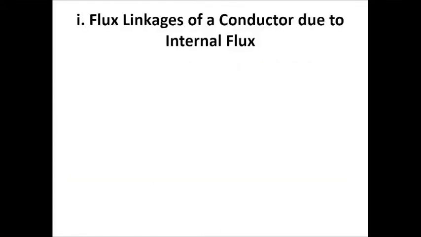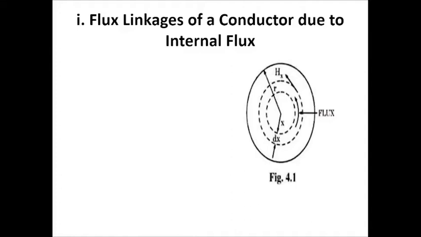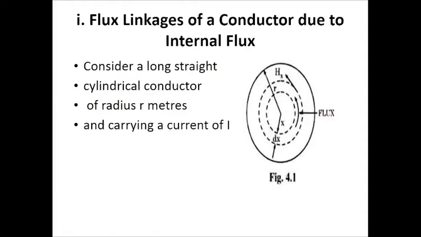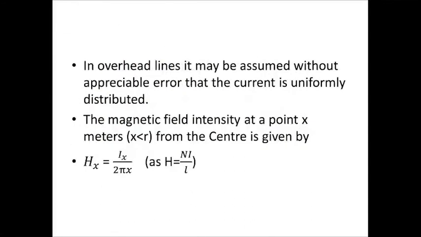So first we shall see flux linkage of a conductor due to internal flux. For that we shall consider a cross-section of the conductor. Consider a long straight cylindrical conductor of radius r meters. Let r be the radius of this conductor, which carries a current I amperes as shown in the diagram. In overhead lines, it may be assumed without appreciable error that the current is uniformly distributed.